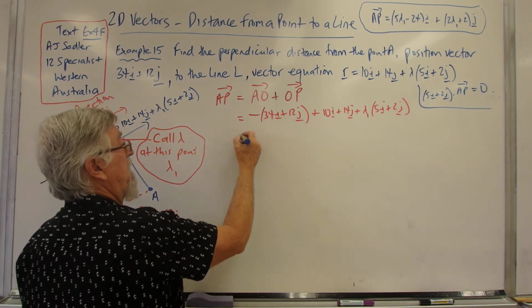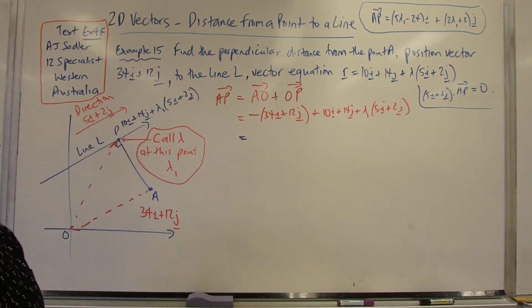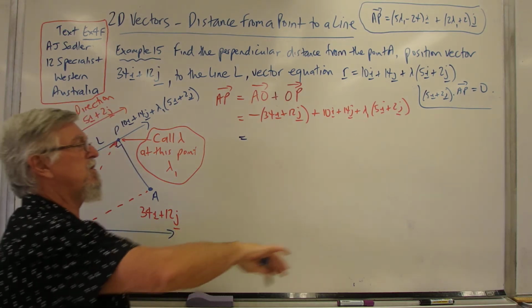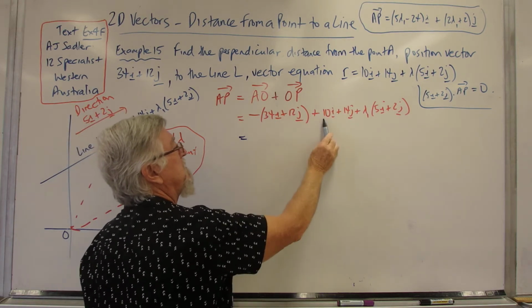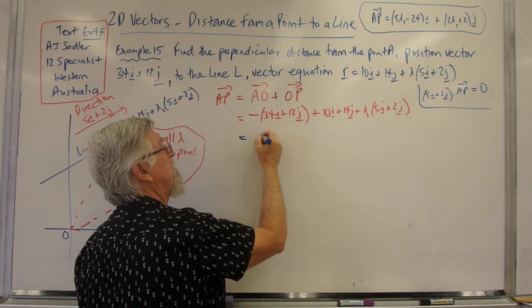Let's have a look at what we got here now. I need all the i's and I need the j's. So I've got to try to shortcut this process. Minus 34i plus 10i. So I've got minus 24.